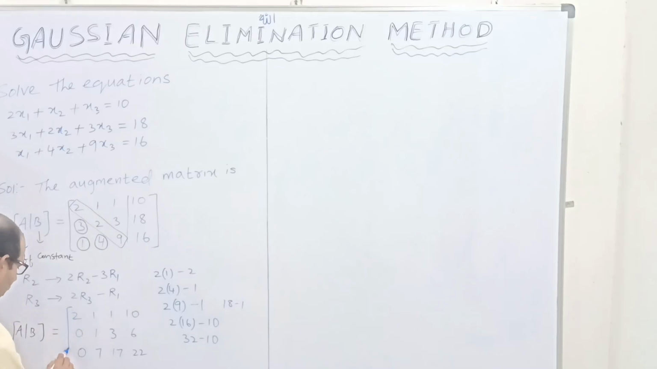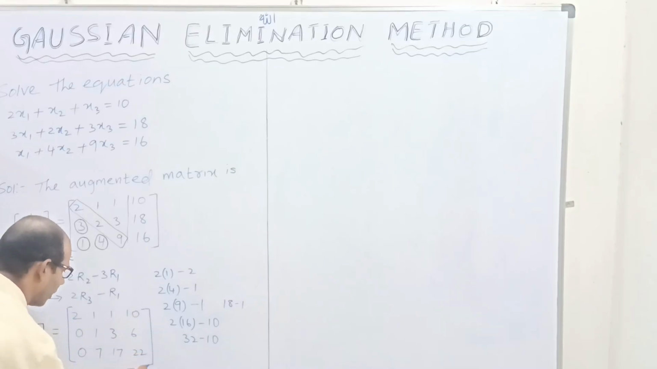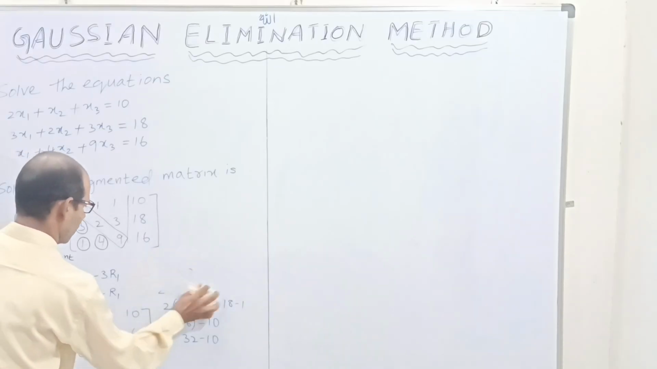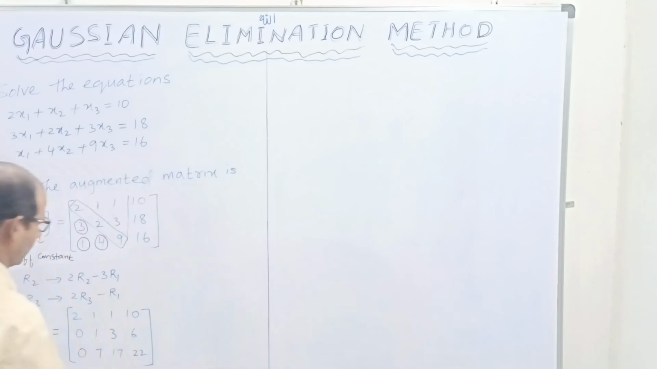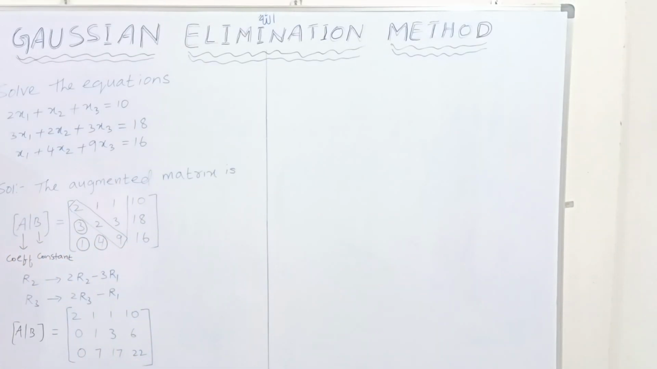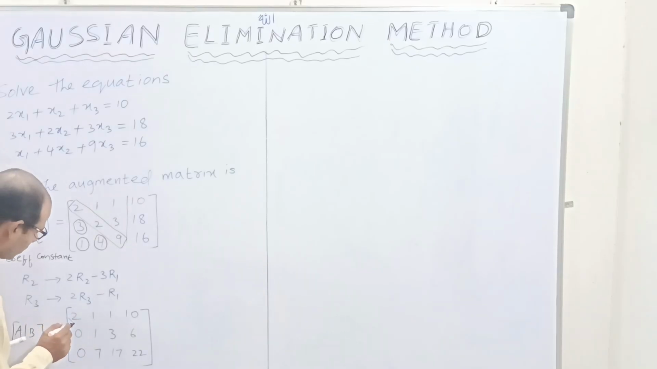So therefore, the augmented matrix is changed. Now, so now what we will do? So now we see the diagonal elements now.